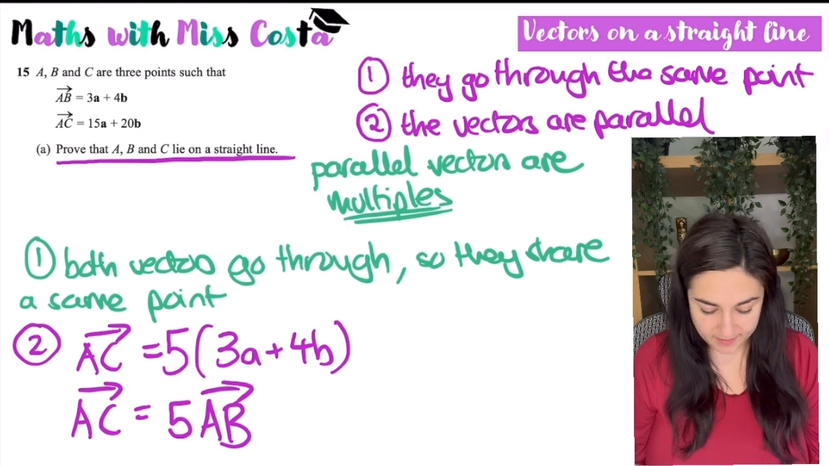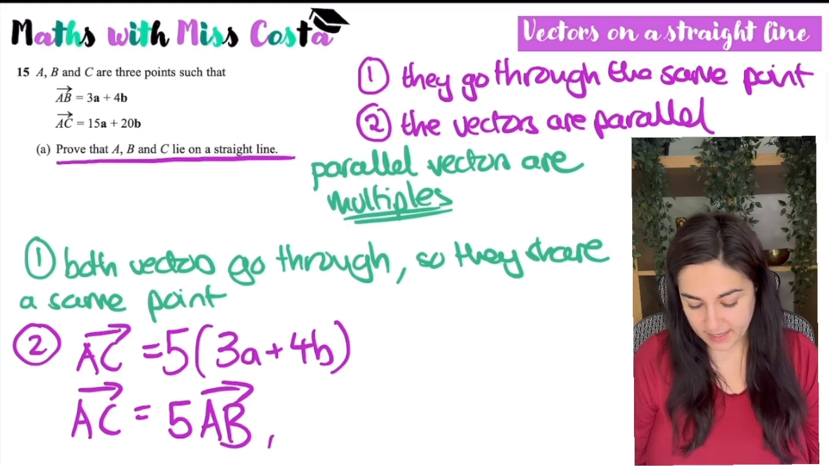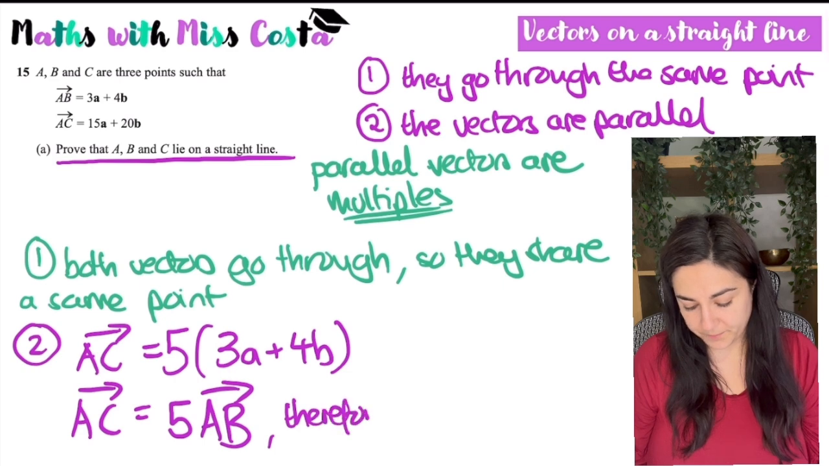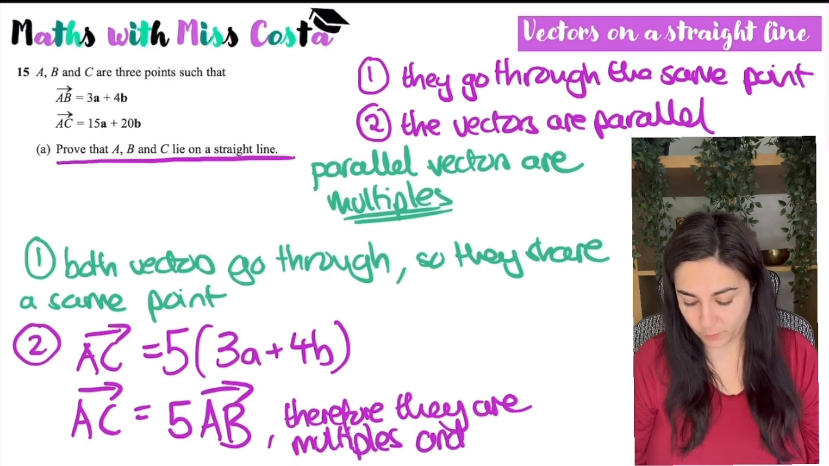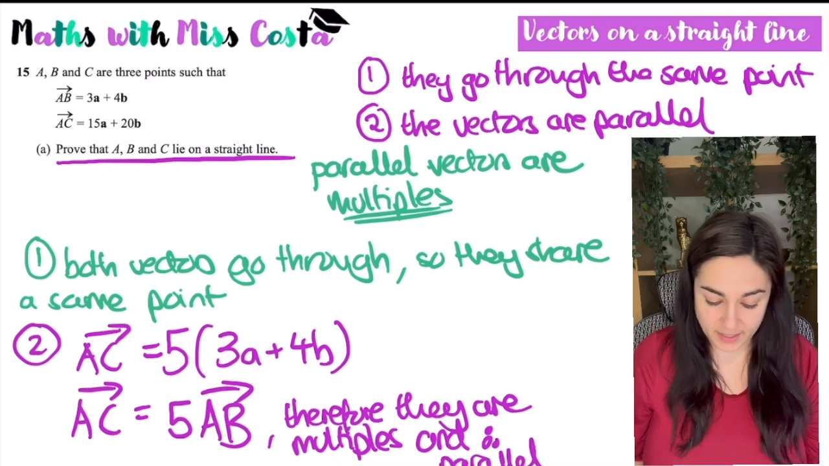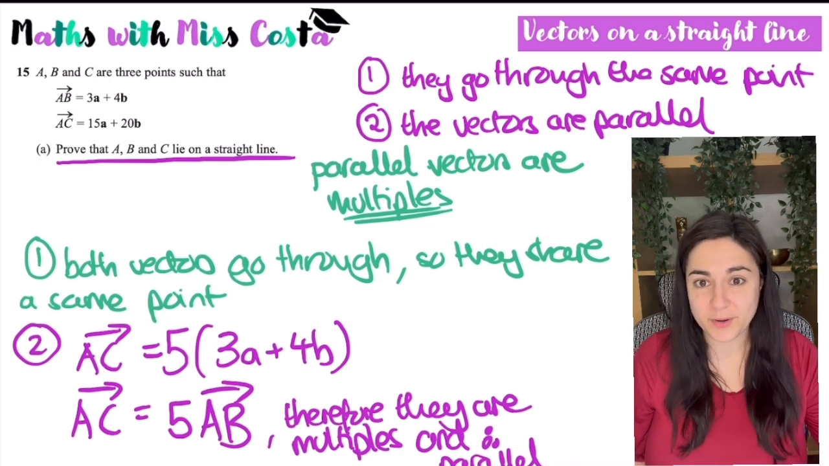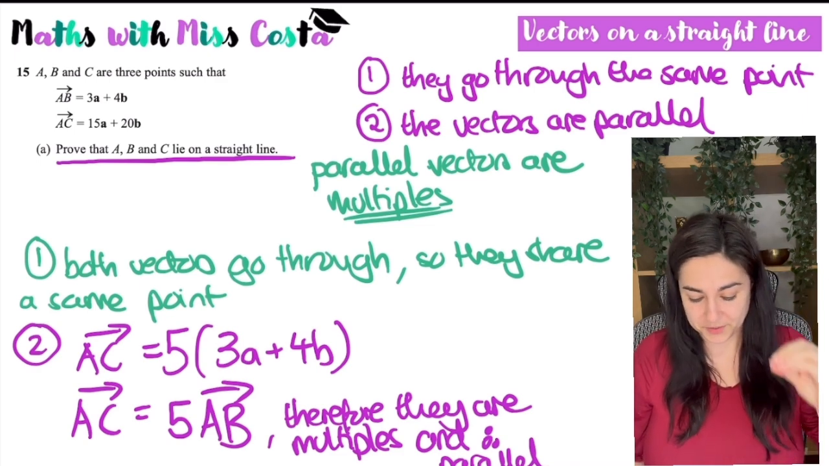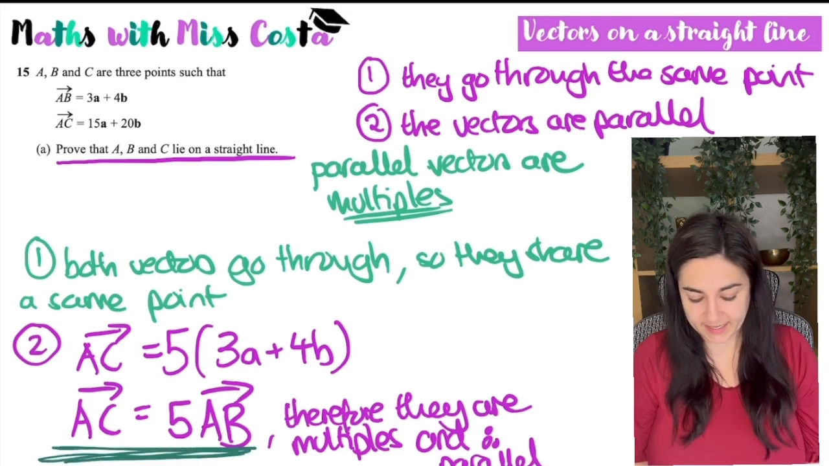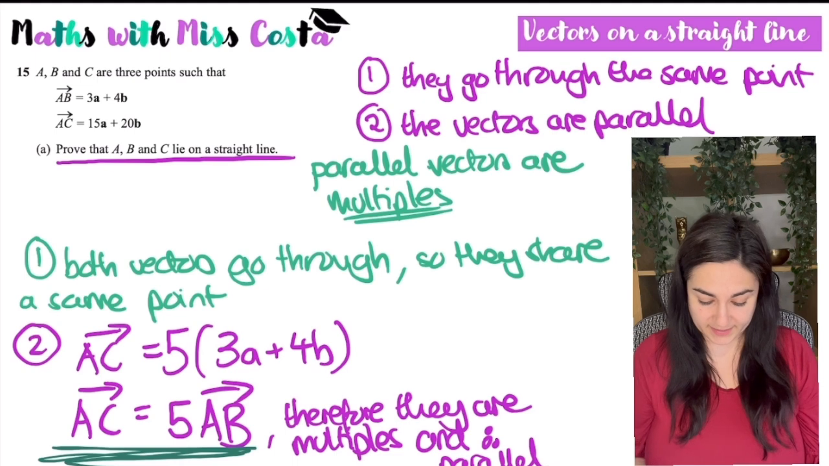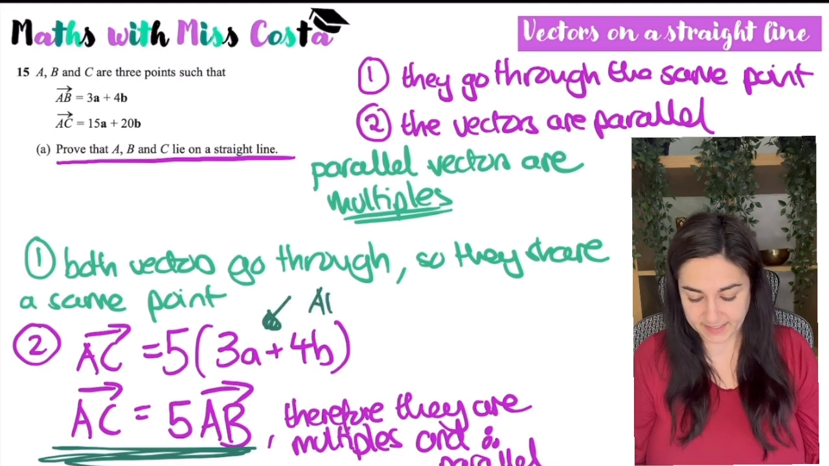So you say AC is 5 lots of AB. Therefore, they are multiples and therefore parallel. Okay, so the key thing with a straight line is you need to show that they go through the same point and that they are parallel, which you do by showing they are multiples of one another. And make sure that you write this little bit here so you express how that vector is a multiple of the other vector, because this little thing here, that is the vector AB.